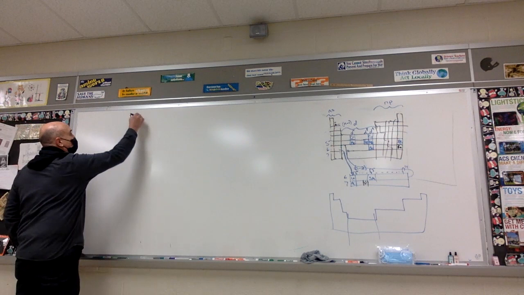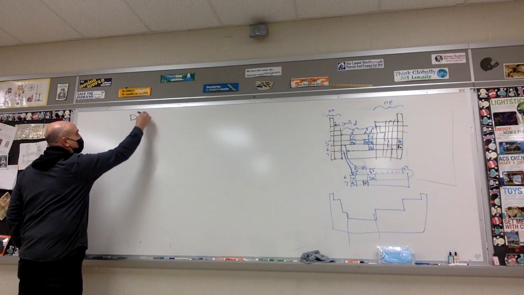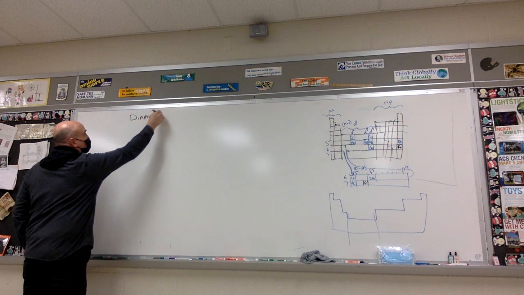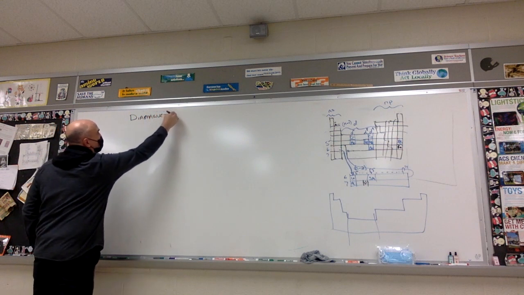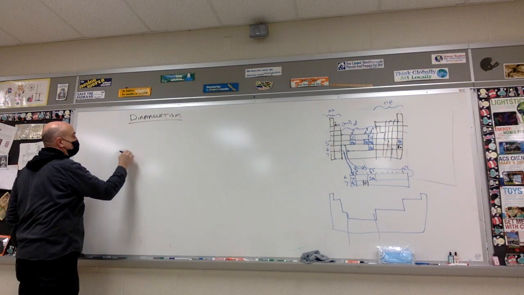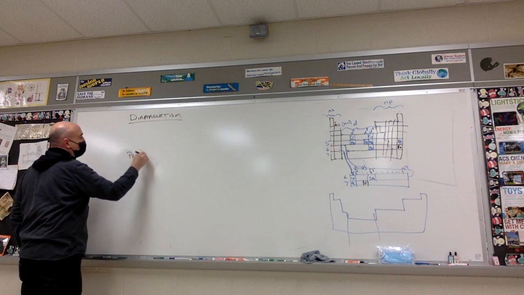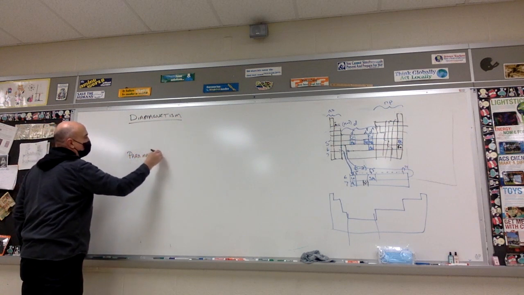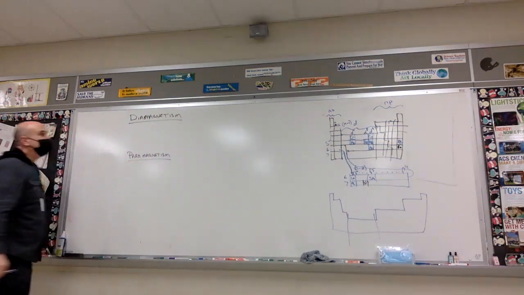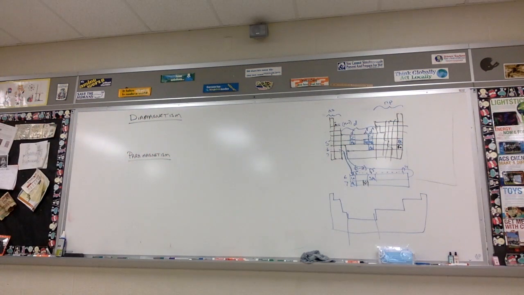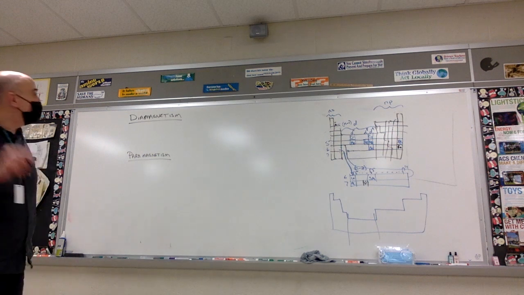But what is the main difference between diamagnetism and paramagnetism? Anybody read it? It's in your lab pack. They talk about it in your lab pack. Diamagnetism is when all of the electrons are paired.